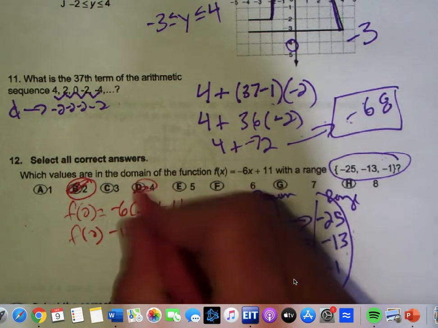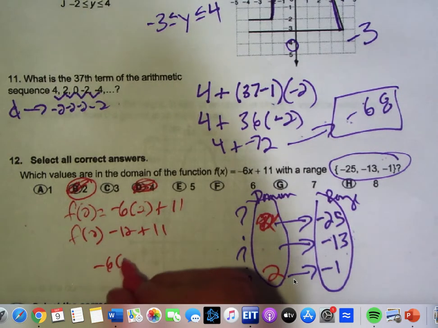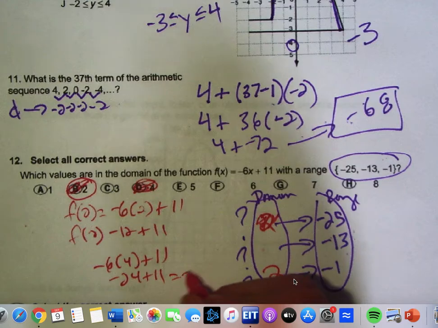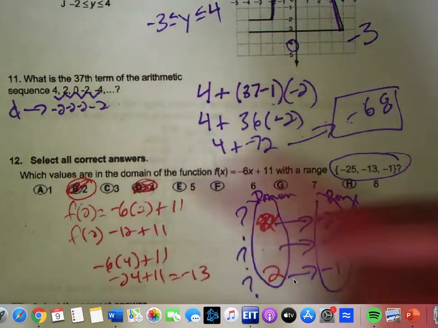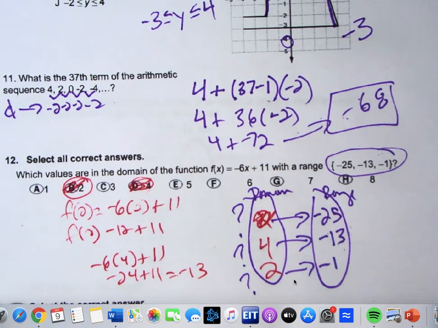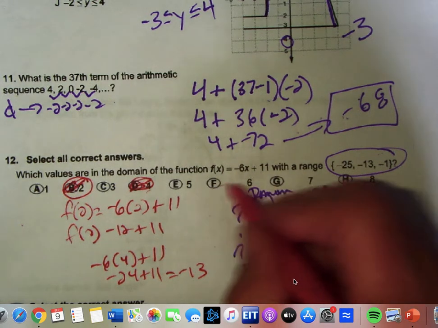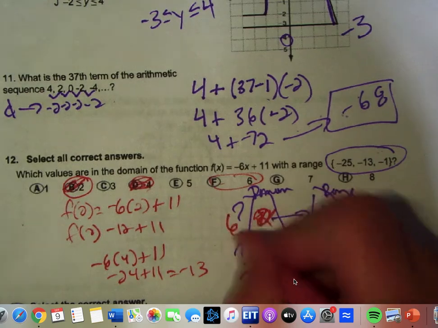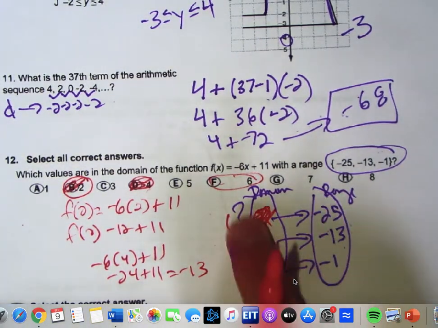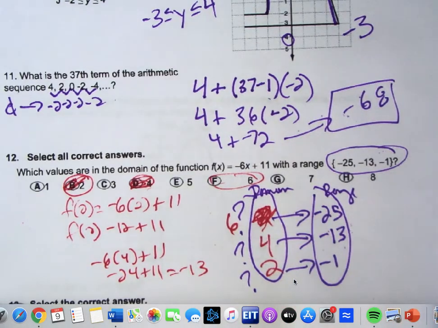4. I think 4 works. Let's try: -6 times 4 plus 11. -6 times 4 is -24 plus 11 is -13. So 4 puts out -13. And we need one more, and just for time's sake, it's 6. So 6 is the last one. We get 6, 4, 2. They output these inputs, put out those outputs. Okay.